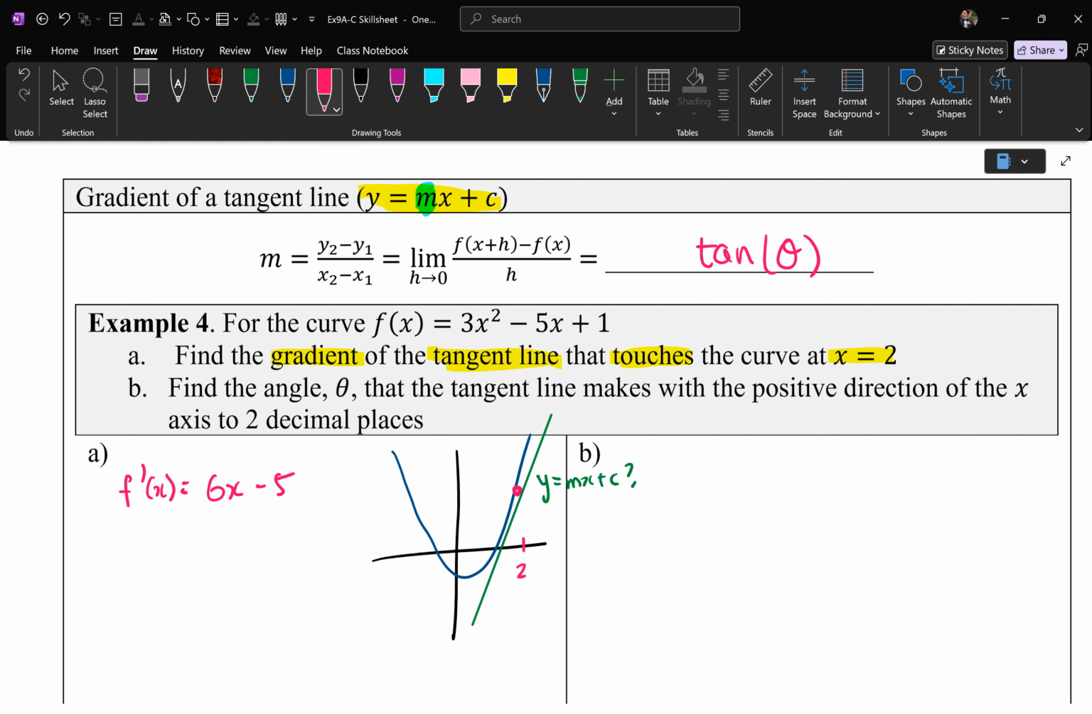6x minus 5. This tells you the gradient function of all the possible gradients that this tangent can have, but I want it at x equals 2. So at x equals 2, because that's where they're saying I want to know the gradient of that point, f dash at 2 means 6 times 2 minus 5, 12 minus 5, 7. So that now tells me the gradient at that point is 7.